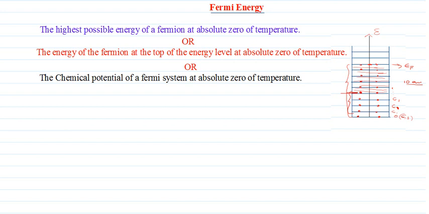But if the system has 20 electrons, then in order to accommodate 20 electrons, we need to have 10 levels. So in that case, the Fermi level will be getting increased.